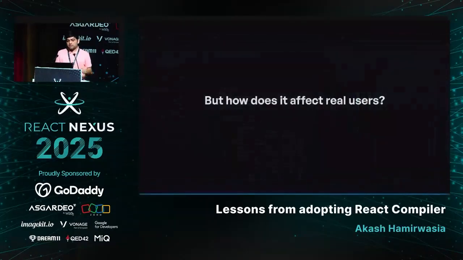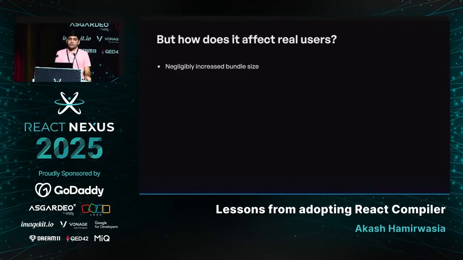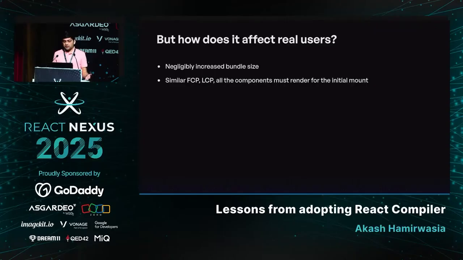How does this affect real users? We have seen a lot of graphs, right? Well, I've noticed it negligibly increases the bundle size, so it's fine to use it. Similar FCP, LCP scores, all the components still have to render in the initial mount, so it's not really going to change that. It can slightly increase your parse time. It's hard to measure this, but this is my hunch because the code generated is very large. It has a lot of JavaScript conditionals, so maybe the parse time might be higher.